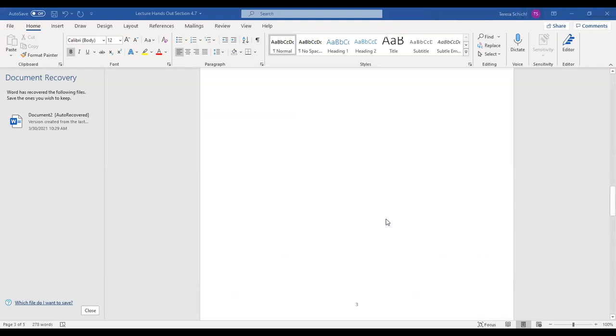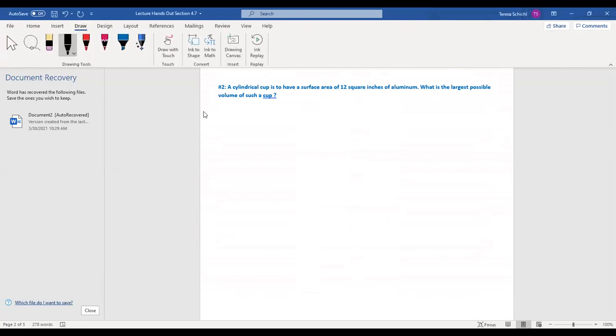Let's go back to our lecture notes. We finished problem number 1 from video number 1. We also listed 6 steps as guidelines for how to do optimization problems. Now let's start. Number 2 says: a cylindrical cup is to have a surface area of 12 square inches of aluminum. What is the largest possible volume of such a cup?